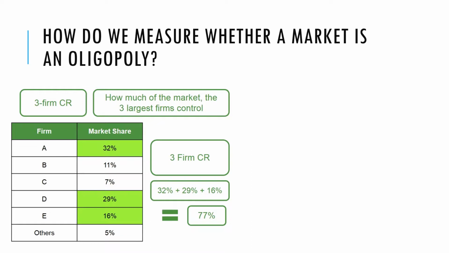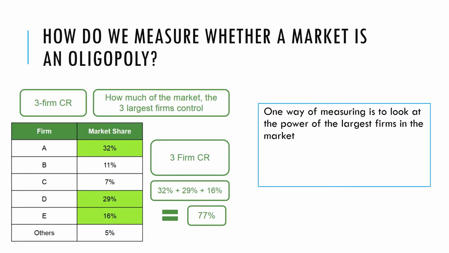So how do we measure whether a market is actually an oligopoly? What we tend to do is we look at the firms, and we look at the level of market share that they have. And we tend to look at how much of the market the largest firms in the market control. And we do this by calculating what's known as concentration ratio. So CR here in the diagram on the left stands for concentration ratio.